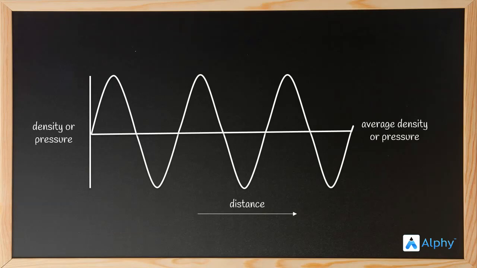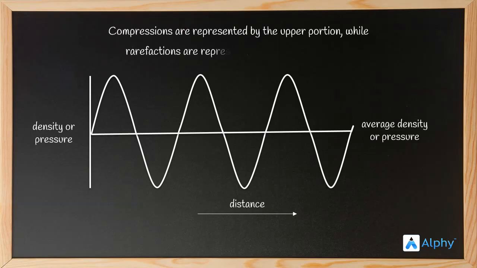As you can see, this variation is of density and pressure of the particles of the medium. The line which intersects the wave is the average density or pressure. Lastly, as the wave moves to the right, distance is increasing. Compressions and rarefactions and several other characteristics of the wave are shown by this sound wave. Compressions are represented by the upper portion, while rarefactions are represented by the lower portion of the wave. The line for average is what divides the wave into an upper and lower portion.